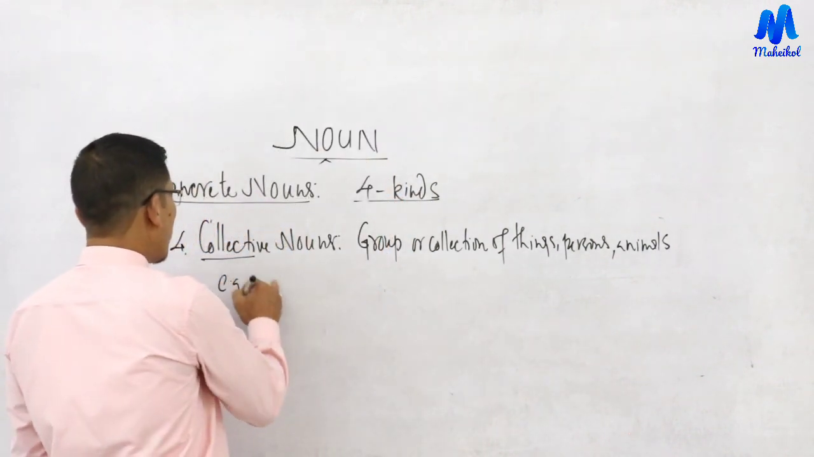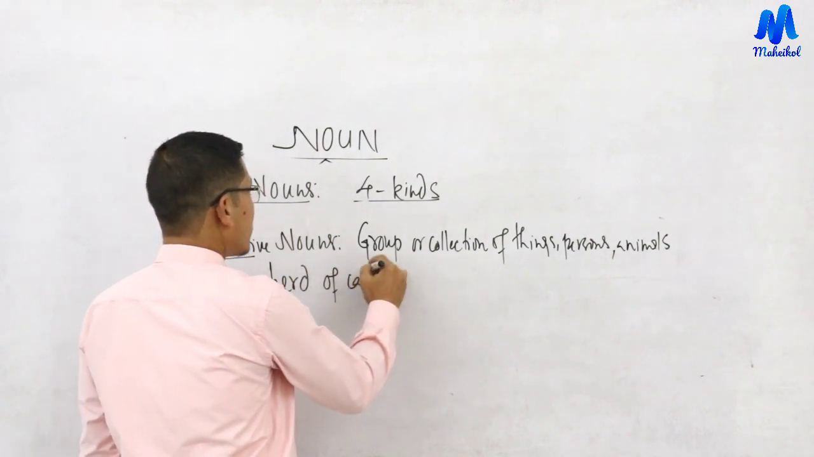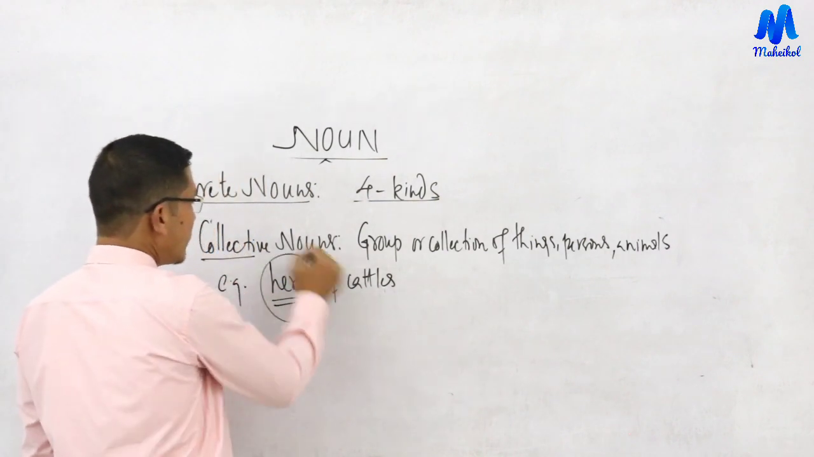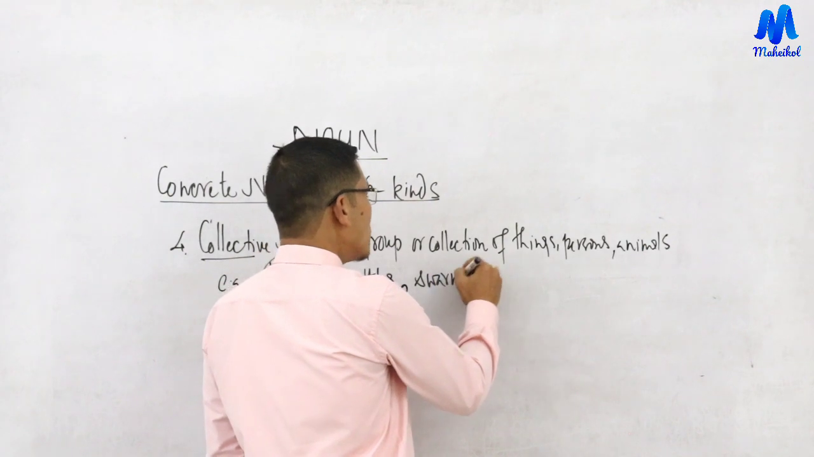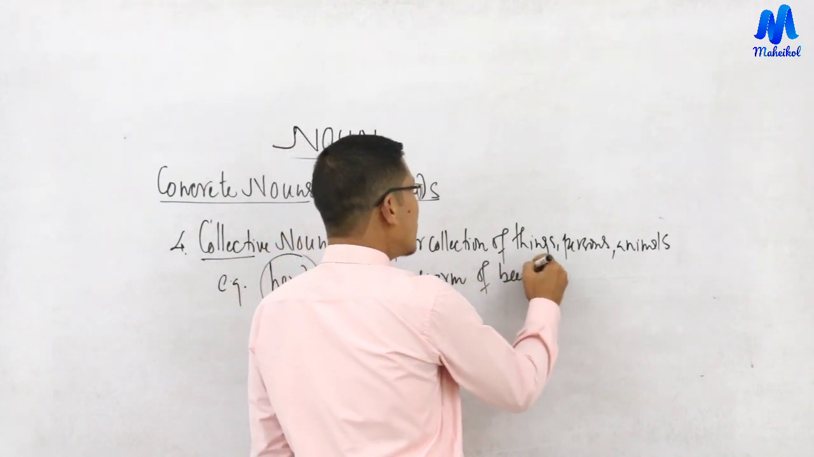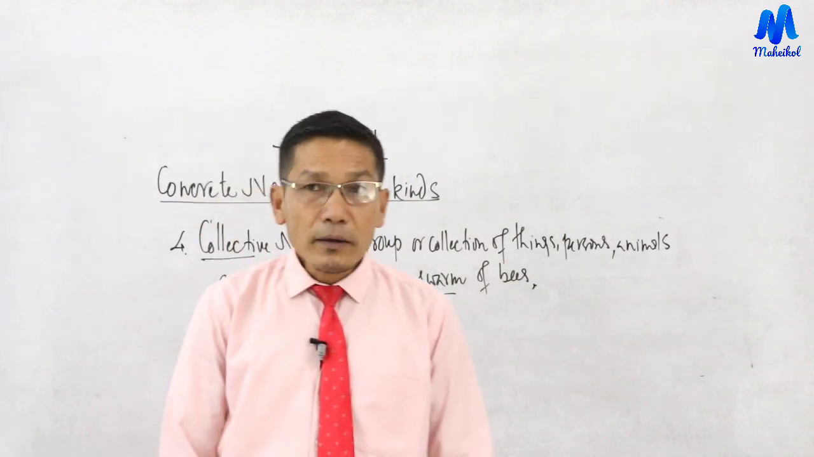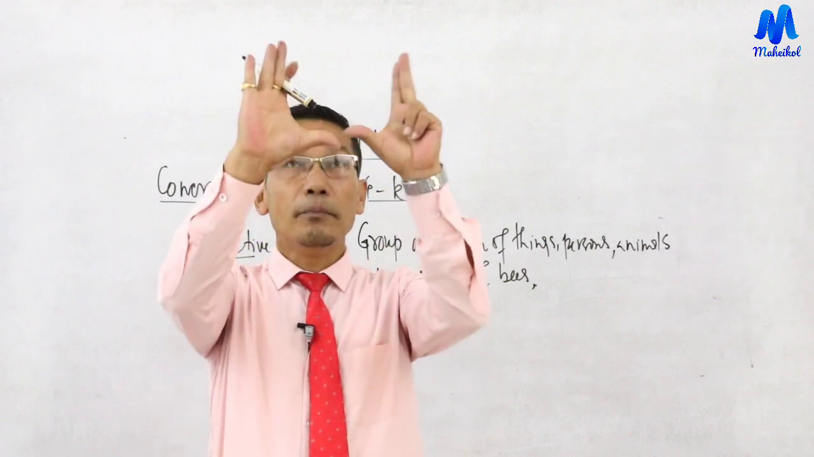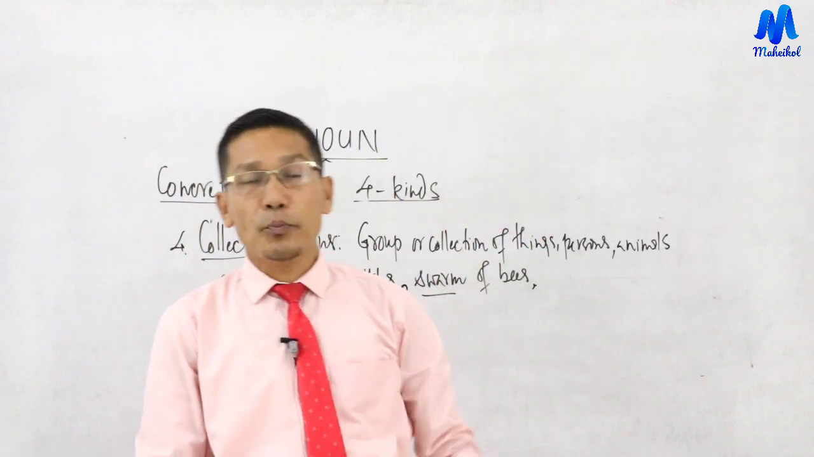Let us say the example: a herd of cattle. This is a collective noun. Or say a swarm of bees. This is a collective noun. When a large number of bees build a beehive, we can say that it is a swarm of bees.